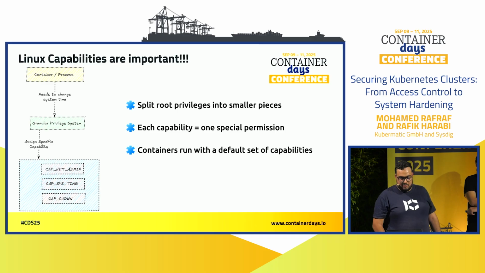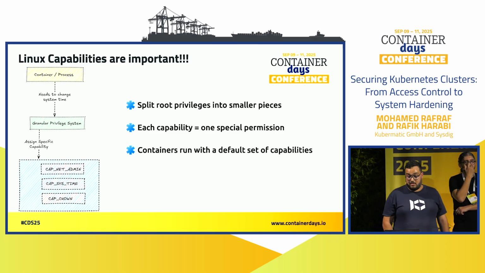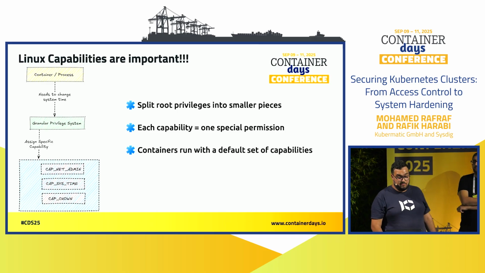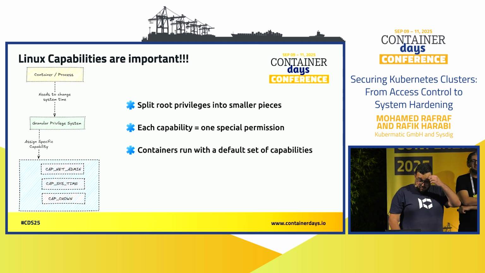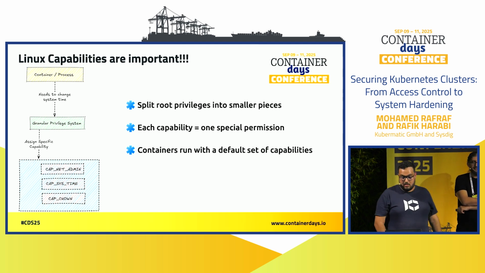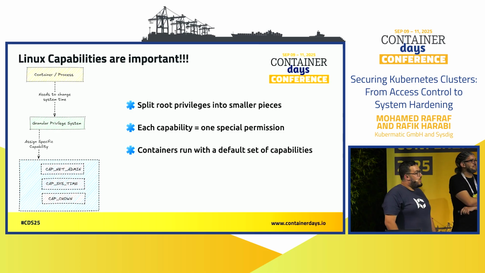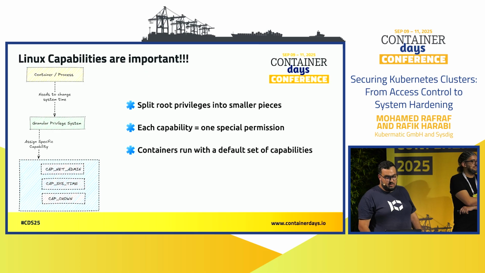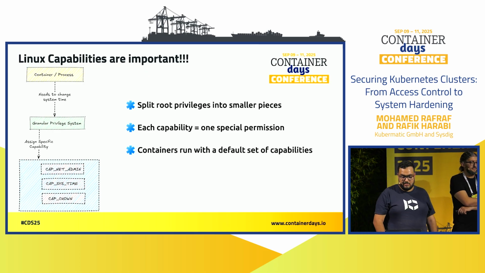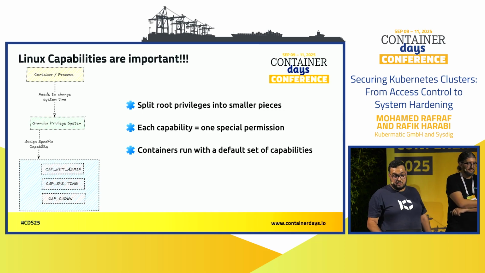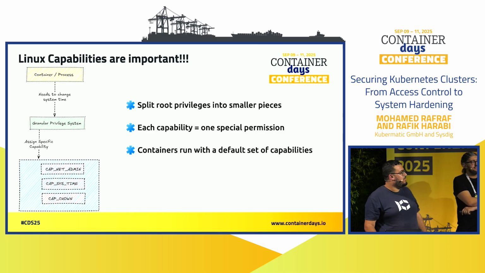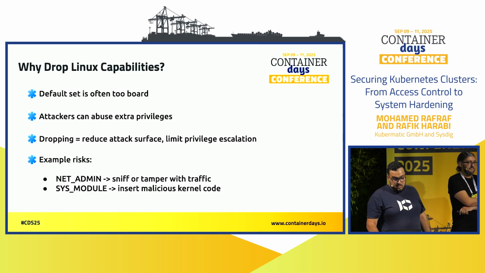Linux capabilities are important. Linux capabilities are like breaking root power into small pieces, or small keys, instead of giving full root access or root power. The system hands out capabilities like managing the network, changing the time of your system, or loading kernel modules. Containers start with a set of these set up by default, which is not good because there are a lot of capabilities that are not needed at all. So why should we drop Linux capabilities?